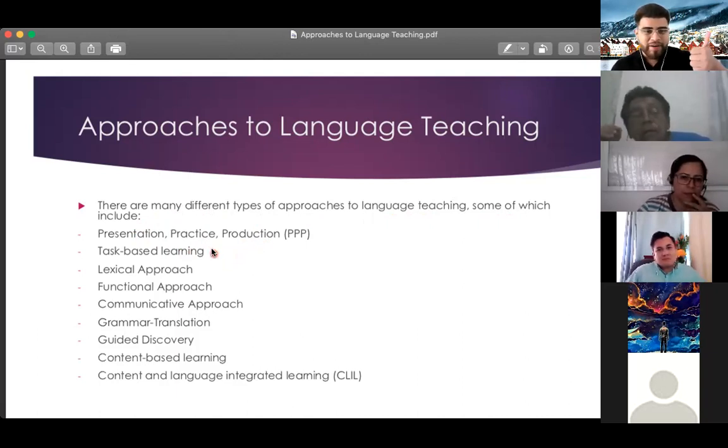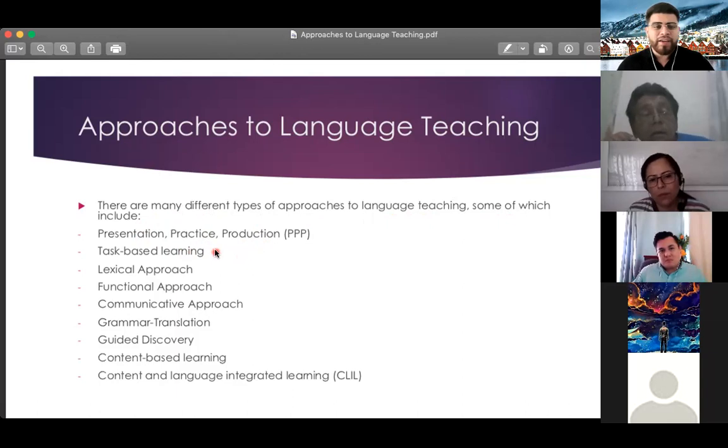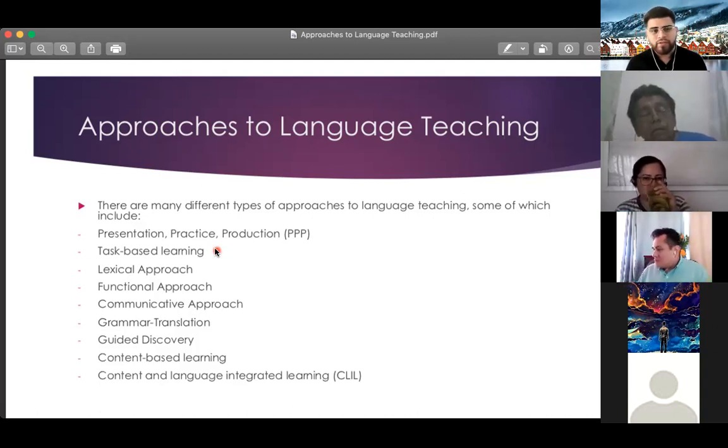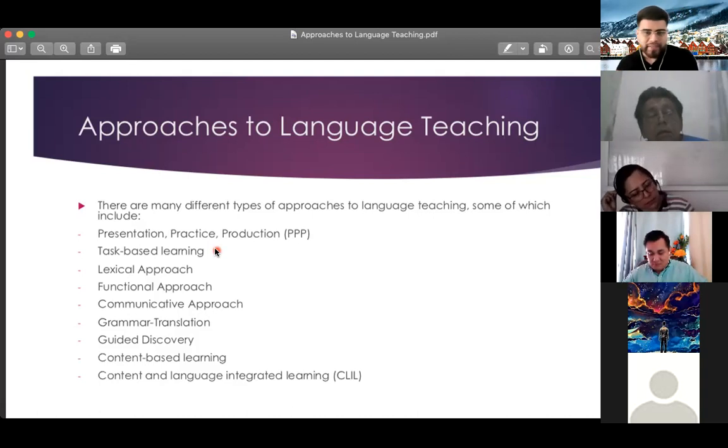Then we have task-based learning. Task-based learning is when you tell them to do something, like, okay, guys, imagine that you are at McDonald's. One person is going to order the food and one person is going to take the order. Okay, do it. They do the task, you take notes of the mistakes, and then you explain the mistakes to the students, and then they do it again, okay?